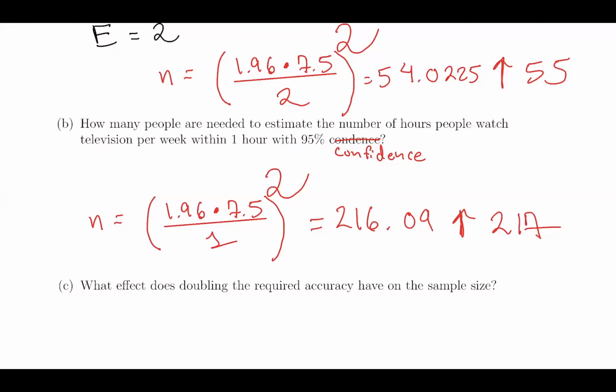So it said, what effect does doubling the required accuracy have on the sample size? If you look at part A, we had 2 as our margin of error. Then we said we wanted to double the accuracy, so if we double the accuracy, we got 1. When we double the accuracy, what happened to the sample size? Did it tell us we need a bigger sample size, or a smaller sample size?